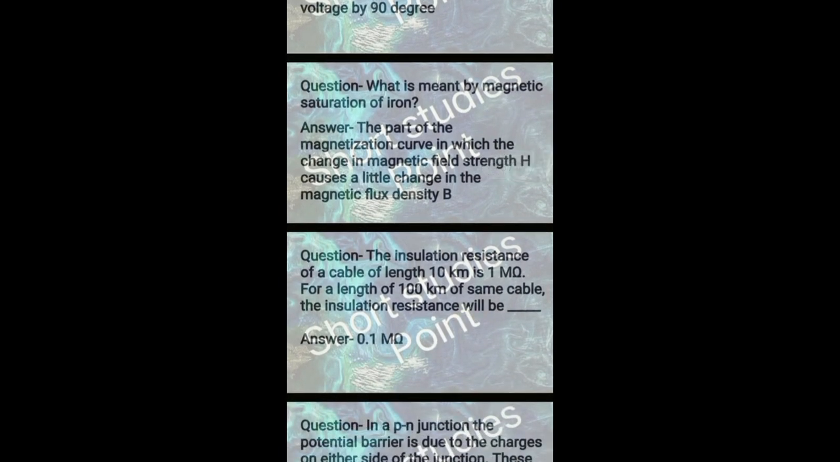Next question: what is meant by magnetic saturation of iron? Answer: the part of magnetizing curve in which the change in magnetic field strength H causes a little change in the magnetic flux density B. Next question: the insulation resistance of a cable of length 10 km is 1 mega ohm. For a length of 100 km of the same cable, the insulation resistance will be 0.1 mega ohm.